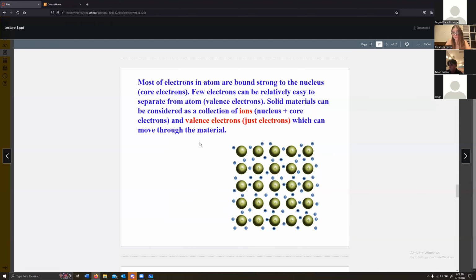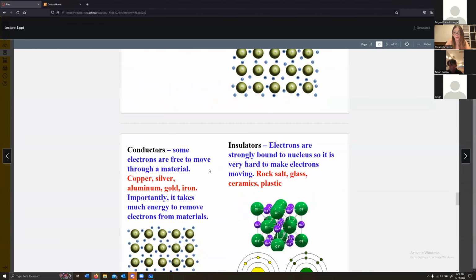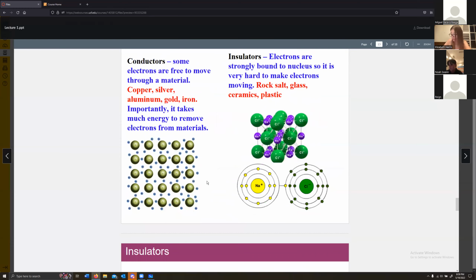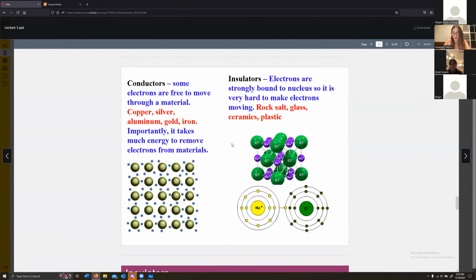This was pretty wild to me to read, and he has a better example down here when he talks about conductors and insulators. Some electrons are free to move through the material: copper, silver, aluminum, gold, iron. Importantly, it takes much energy to remove electrons from materials. And then insulators have electrons that are strongly bound to the nucleus, so it is very hard to make electrons move: rock, salt, glass, ceramics, plastic.